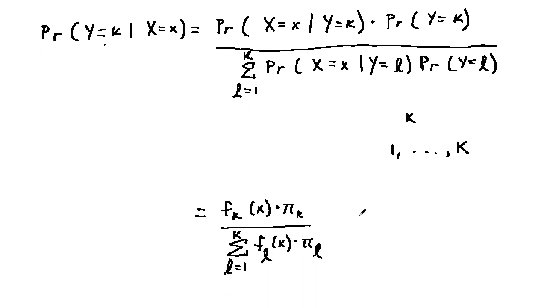Okay, now note this probability here is f sub k of x. This right here is pi sub k. And here we rewrite this as f sub l of x, and this probability here as pi sub l. That's the sum as l ranges from 1 to big K.